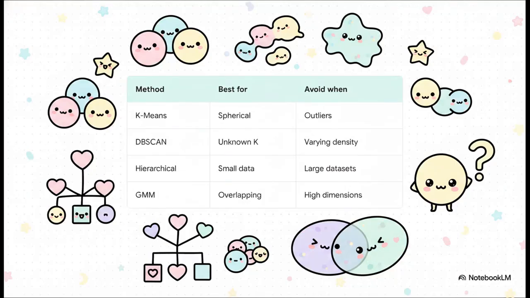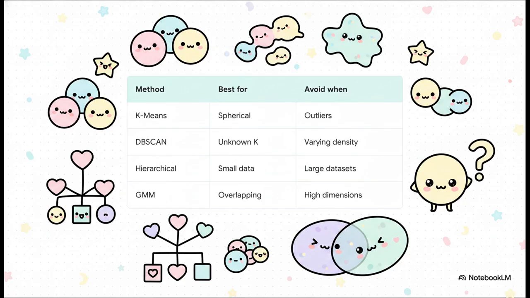Okay, so we've got a fully loaded toolkit now. K-means, DBSCAN, hierarchical clustering, and GMM. The real question is, how do you actually know which tool to pull out for your specific mystery? Well, this cheat sheet brilliantly organizes the chaos. Check this out. If you have a massive dataset and you suspect the groups are fairly spherical, K-means is going to be your fast, reliable choice.